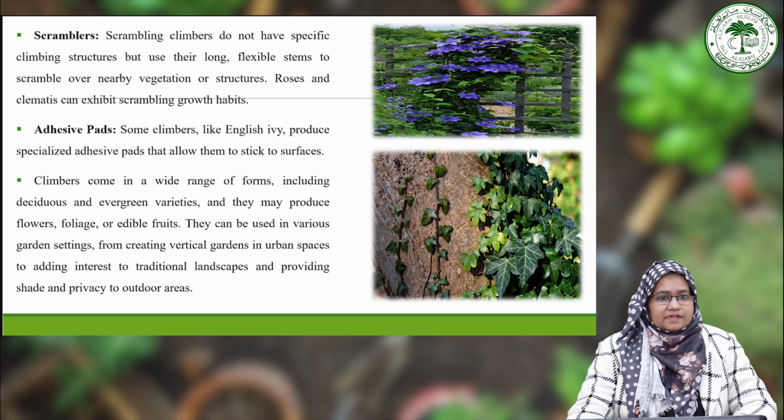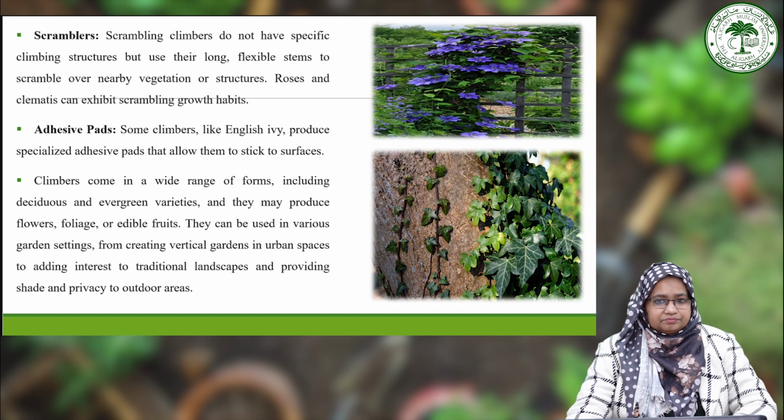The next type is scramblers. Scrambling climbers do not have a specific climbing structure but use their long flexible stems to scramble over nearby vegetation or structures. Roses and clematis can exhibit scrambling growth habits. The next is adhesive pads. Some climbers, like ivy, develop specialized adhesive pads that enable them to adhere to surfaces securely.